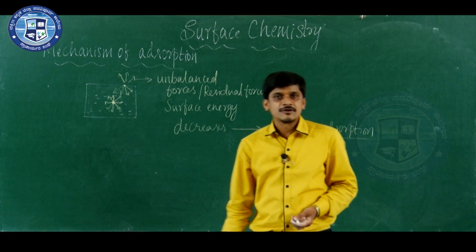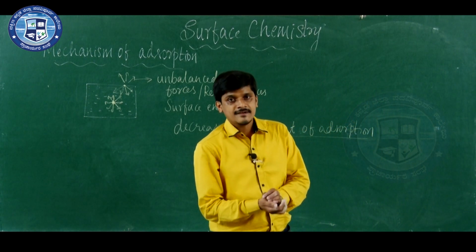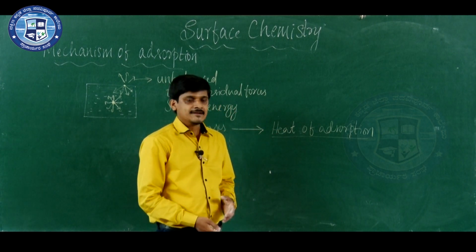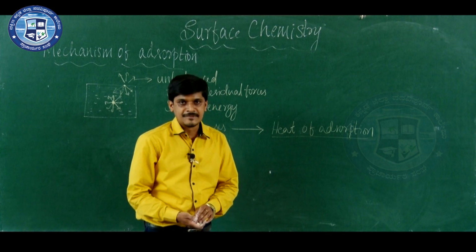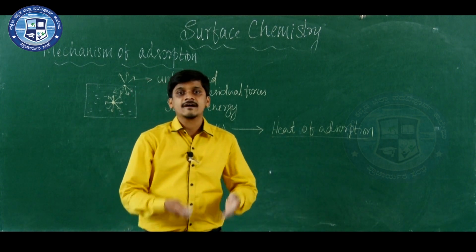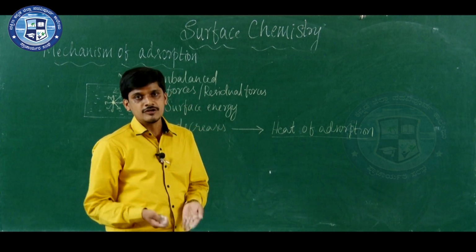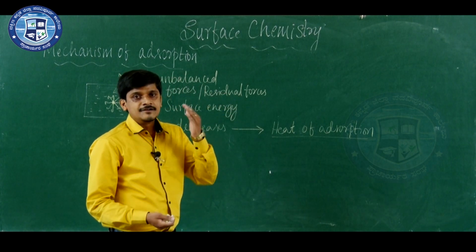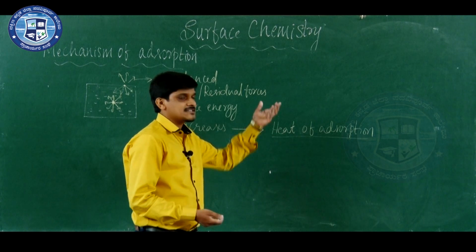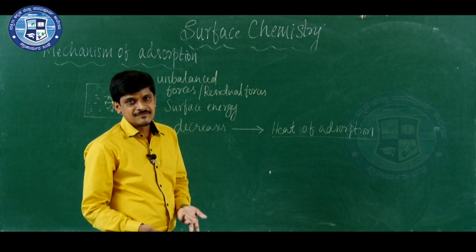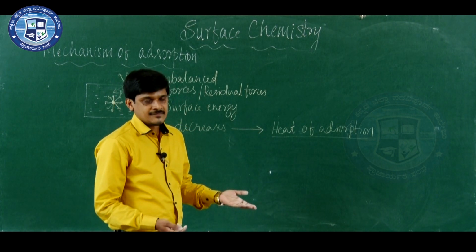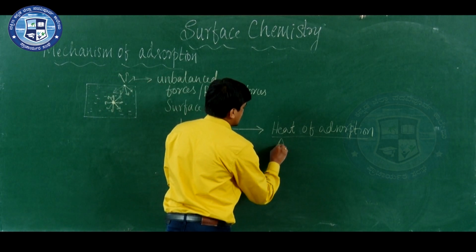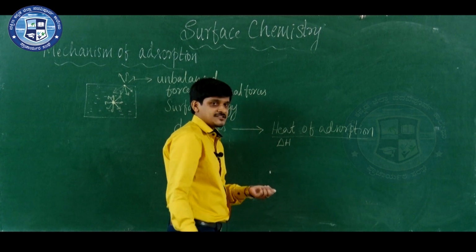In thermodynamics in first PUC, everyone has heard of enthalpy. So enthalpy is nothing but heat. Here heat of adsorption means the amount of heat liberated or evolved when adsorption takes place, or during adsorption how much heat is liberated or evolved is called heat of adsorption. So that means heat of adsorption is delta H, the change in enthalpy.